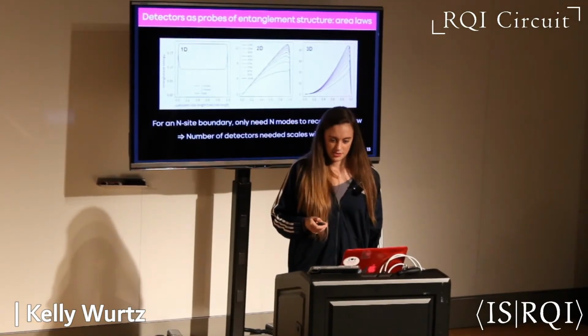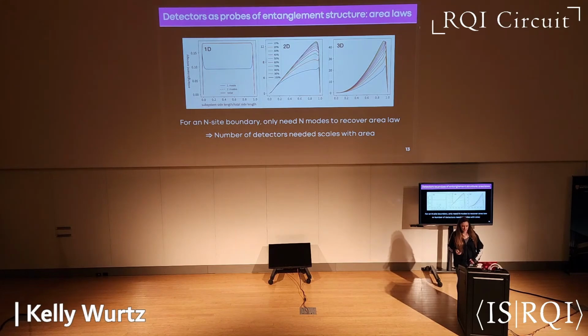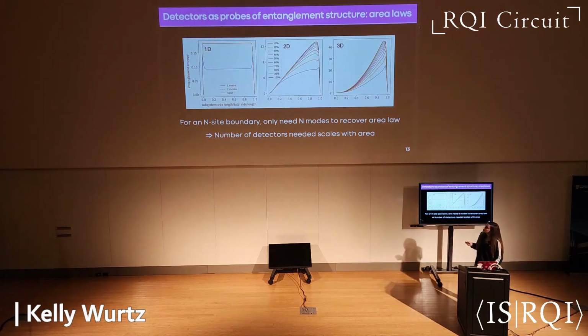And indeed, we find that we actually only need to consider as many modes as there are boundary sites for a given system to capture the full entanglement. So in one dimension, the boundary between some region and its complement in a harmonic chain will always just be 2 sites. And indeed, we find that we only need to take into account 2 modes to recover the full entanglement entropy between the 2 regions.